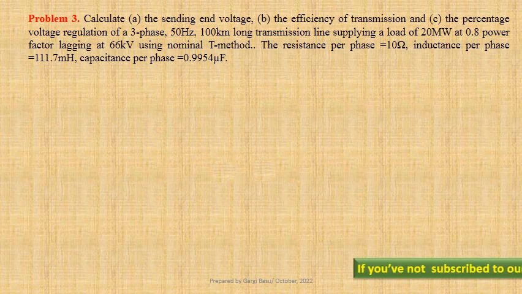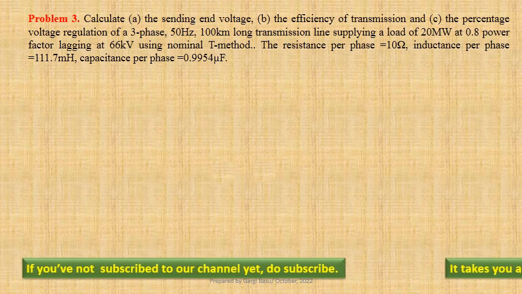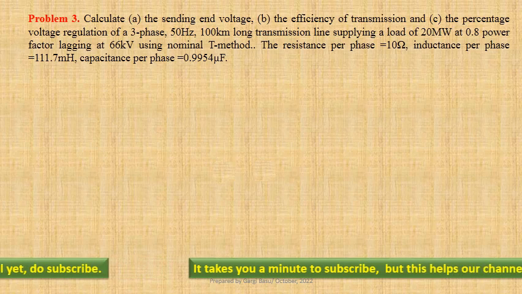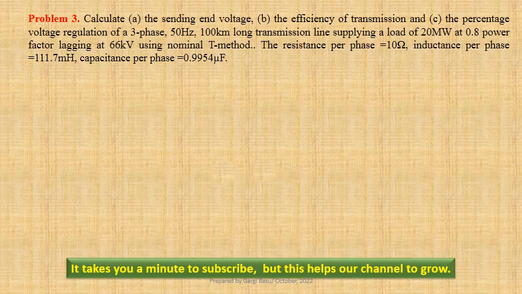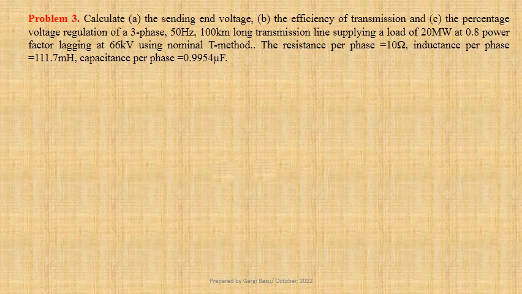voltage regulation of a three-phase 50 Hz 100 km long transmission line supplying a load of 20 megawatts at 0.8 power factor lagging at 66 kilovolts. The resistance per phase equals 10 ohm, inductance per phase equals 111.7 millihenry and capacitance per phase equals 0.9954 microfarad. Let us first write down the given data.